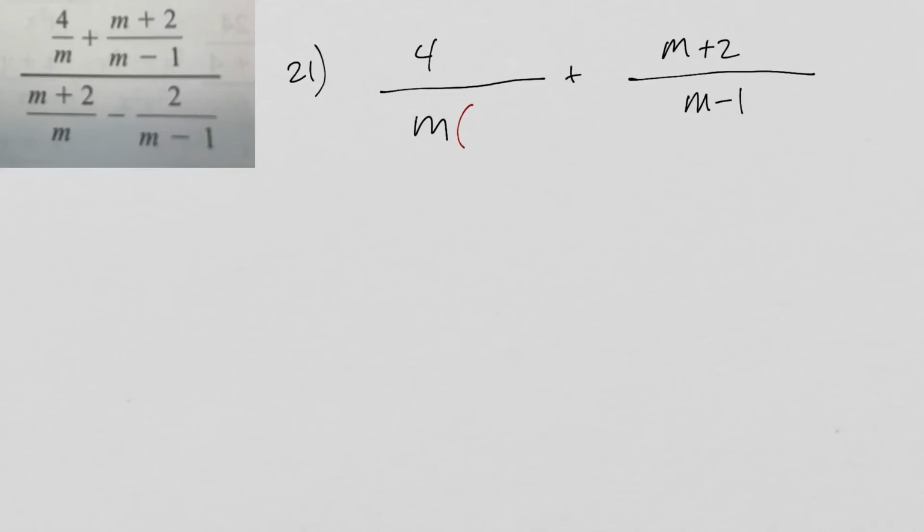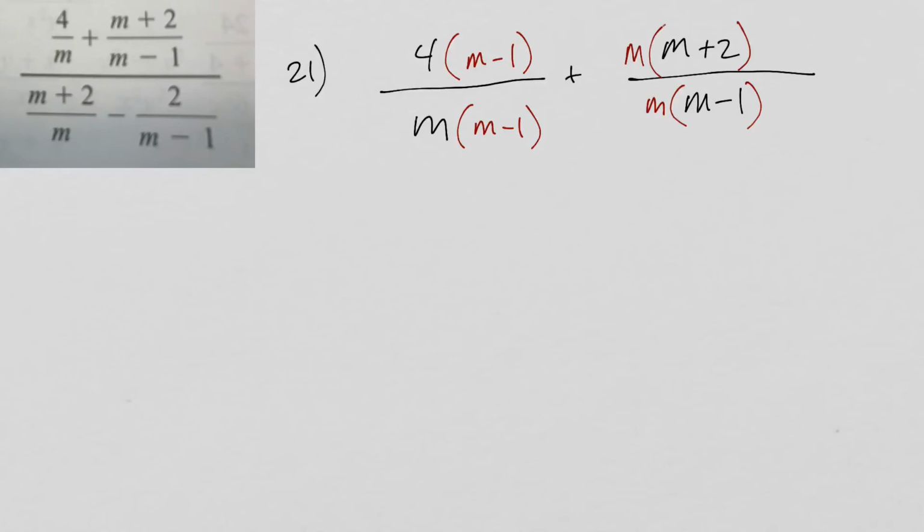All right, number 21 wants us to add the fractions in the numerator. Okay, so when we add the fractions in the numerator, we have 4 over m plus 2 over m minus 1. Okay, so the common denominator looks like it's going to be m times m minus 1. So the first fraction we have to multiply by m minus 1. So the second fraction we have to multiply by m.